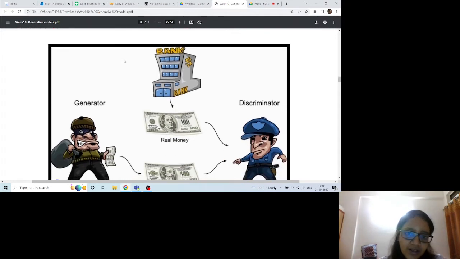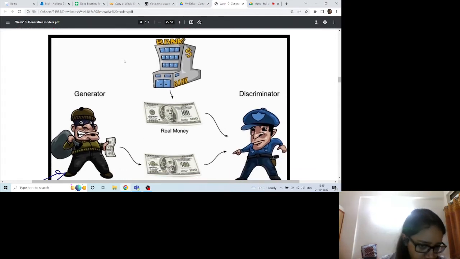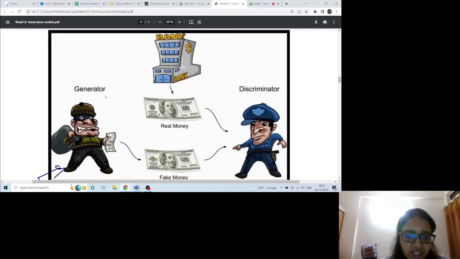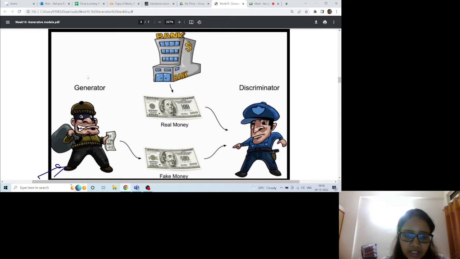Okay, so what is going on is that you have a model. What you want to do, as I said, in generative modeling, is you want to approximate your data distribution and generate samples from there which are similar to your original training data, right? So with that objective in mind, let's look at this particular image. What it says is that there's a bank, okay, and the bank contains some real money, right? And there's some thief who is trying to create fake currencies, fake notes, okay, and maybe putting those notes into the bank or something like that, okay.